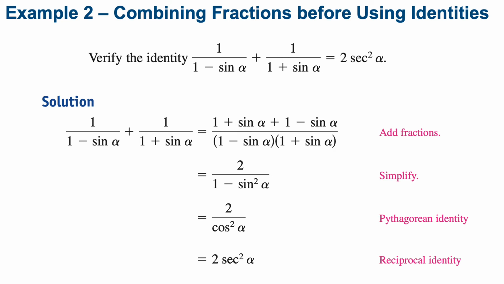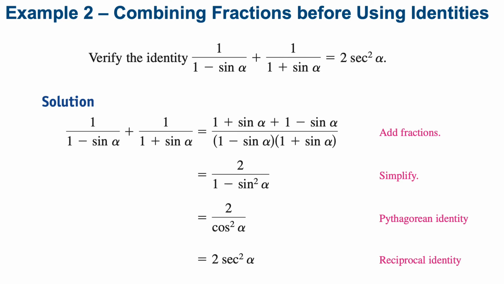The next step would be to use the Pythagorean identity, because 1 minus sine squared is nothing but cosine squared. Okay, so now I have 2 over cosine squared. But what's 1 over cosine squared? That's the same as saying secant squared. So that's the reciprocal identity, and boom, we've shown it. We've proved it. We've shown that this identity is correct.